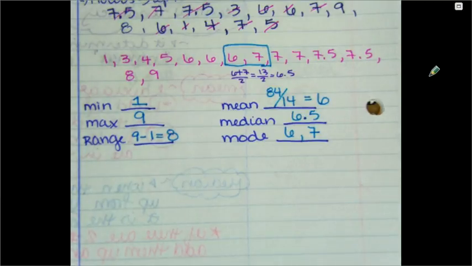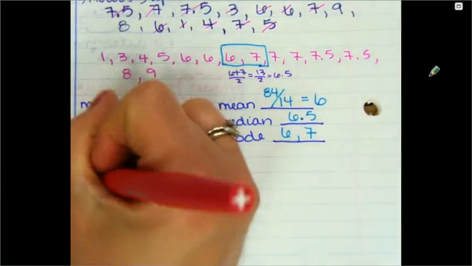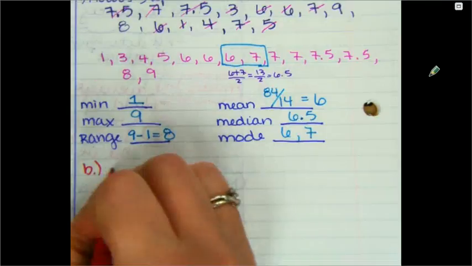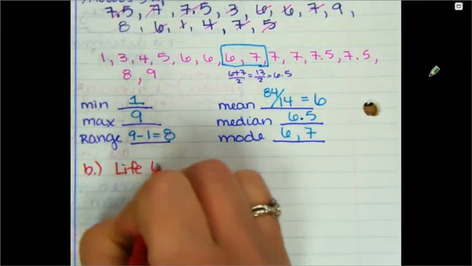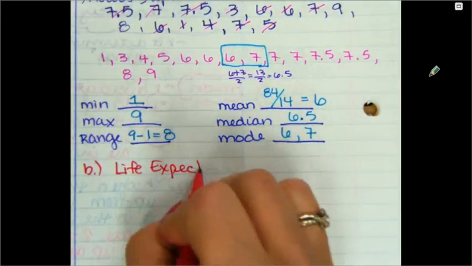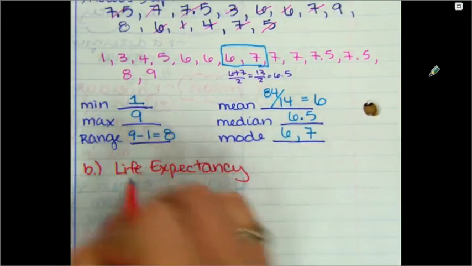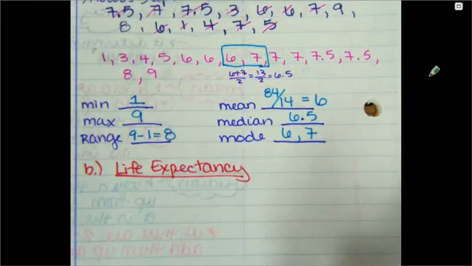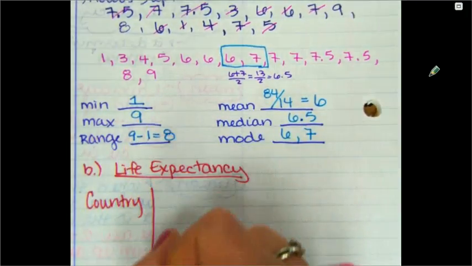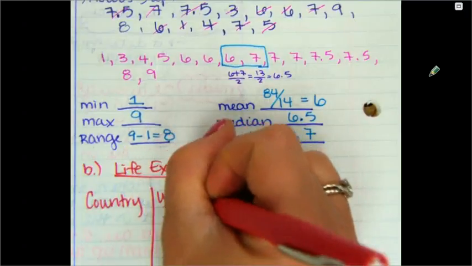Let's do one more. Alright, life expectancy. Like how long countries say you're supposed to live. Obviously, it's based on statistics. This is what we're doing. So here's the country, and then here's the years.